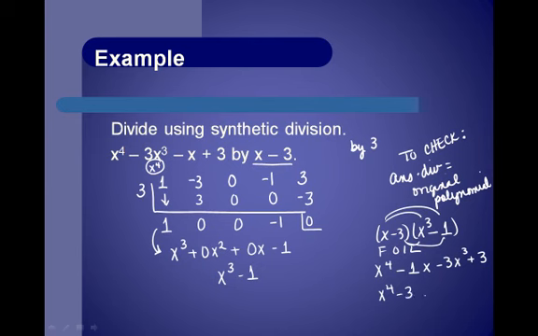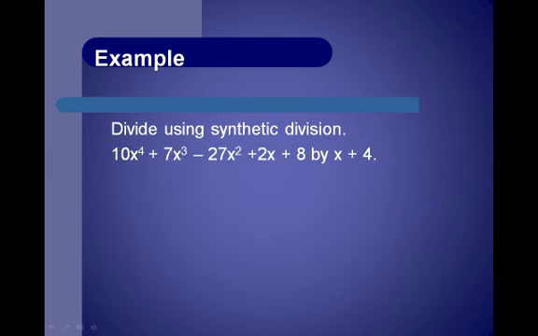Arranging our answer in descending order, we get x to the fourth minus 3x to the third minus x plus 3, which is what we started with. So that says that it checks.